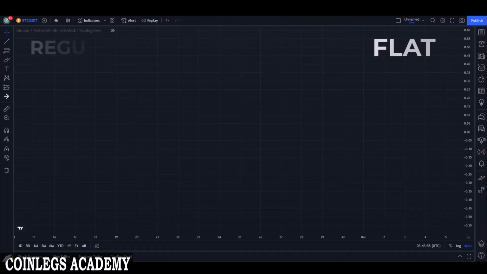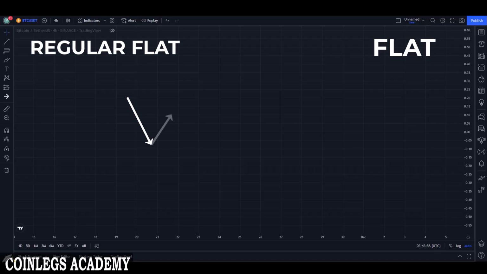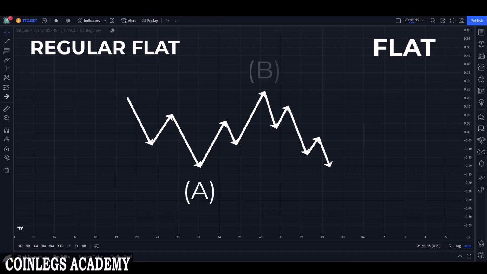A flat correction is a 3-wave corrective move labeled as ABC. Although the labeling is the same, flat differs from zigzag in the subdivision of wave A: whereas zigzag is a 5-3-5 structure, flat is a 3-3-5 structure. There are 3 types of flats: regular, expanded, and running flats.